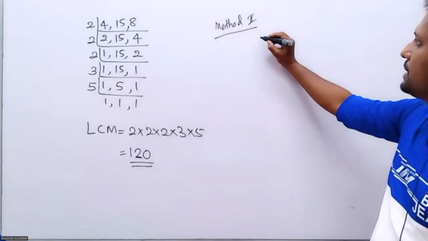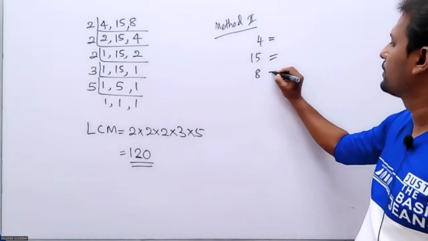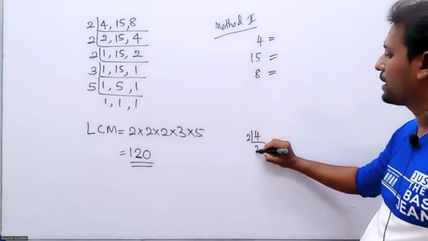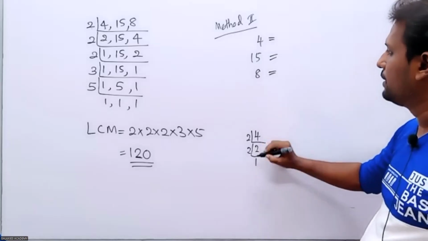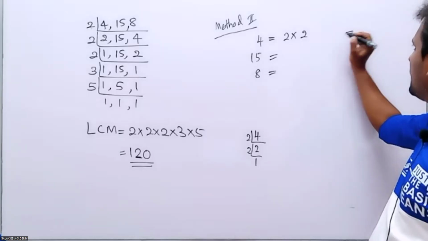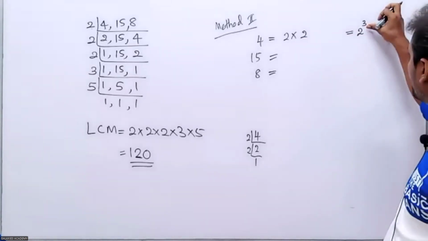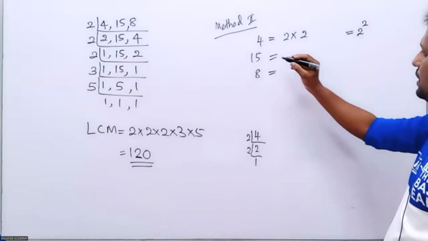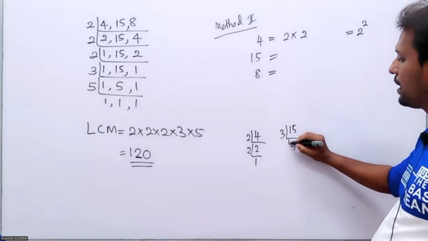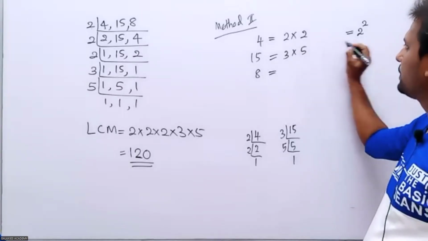There are three numbers given, 4, 15 and 8. Then you have to divide these numbers separately by prime factors. 4 we can write as 2 times 2. Also, you can write this product in index form as 2 to the power 2. Then 15, you can divide by 3, then 5. 5 divided by 5 is 1. So 15 you can write as 3 multiply 5.